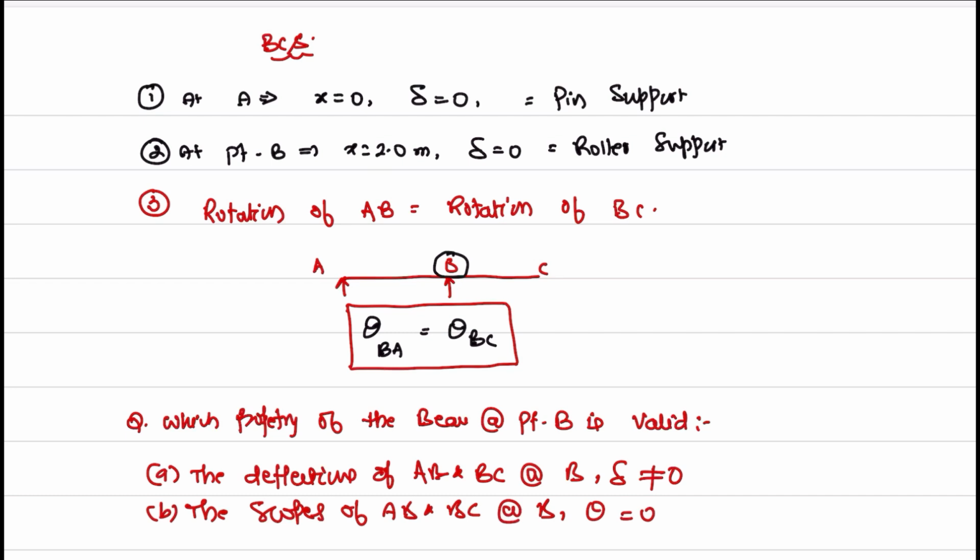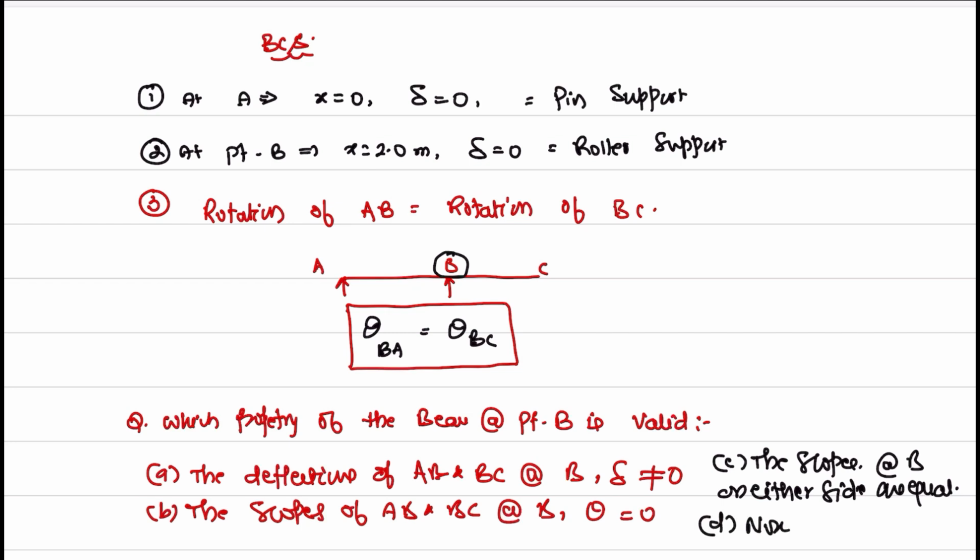Third, they can give another option. C. The slopes at B on either side are equal. D. None of the above. In this, option C is correct because theta BA in this direction and theta in this direction, both are equal. The slopes at B on either side are equal.